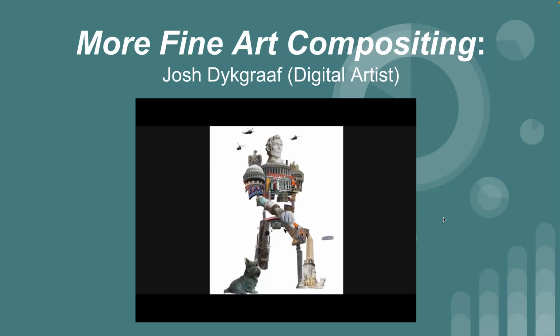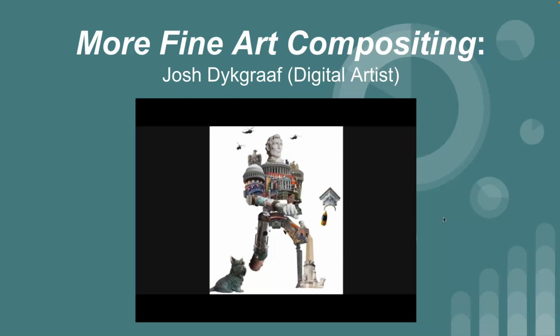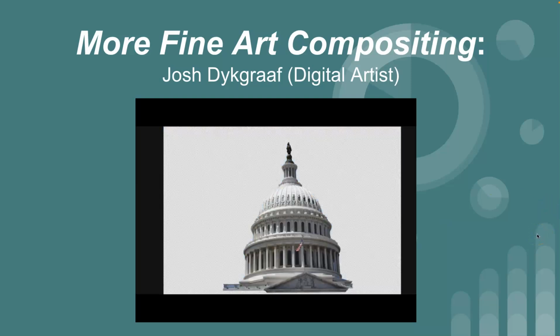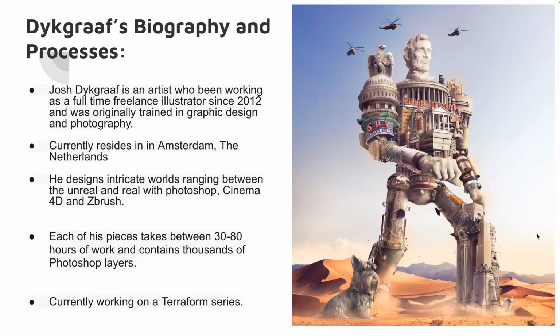So here we see him compositing from hundreds of different layers of pixel cutouts, a big Abraham Lincoln mech to kind of symbolize America's identity. And cuts it out, layers them, and that's the finished product, right? Which he'll sell as fine art prints. They each take about 30 to 80 hours of work, and they contain thousands of Photoshop layers.